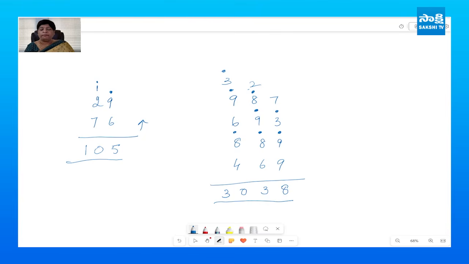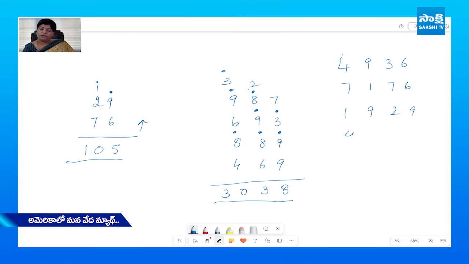Let's see another example. 4936, 7176, 19, 29, 4928. Again, we start from bottom up.